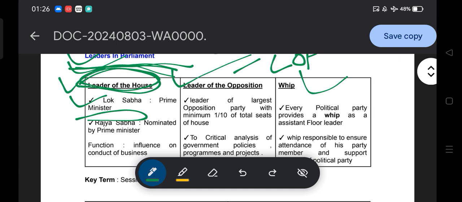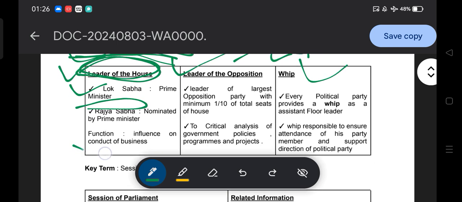What is the function of the leader of the house? They influence the conduct of business, the process and the schedules. The conduct of business is directly or indirectly influenced by the leader of the house. We all know these things.